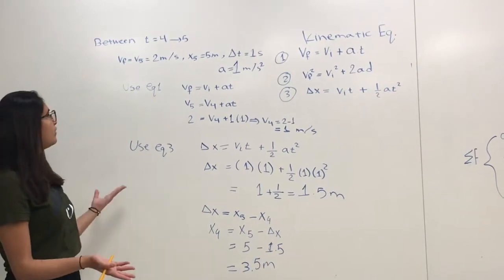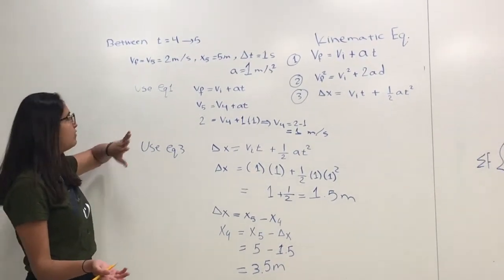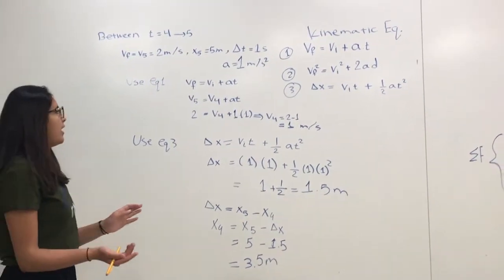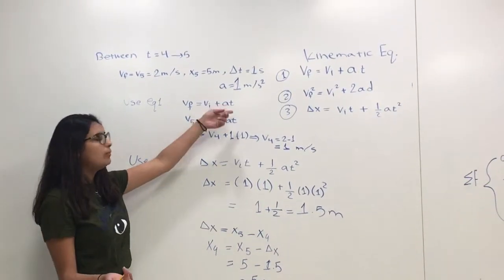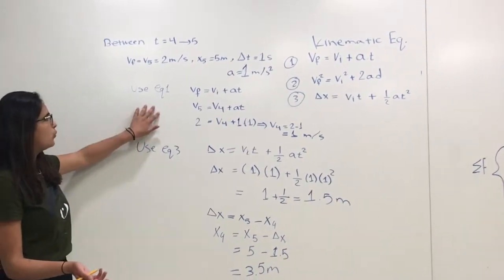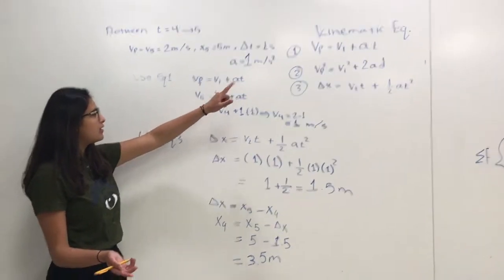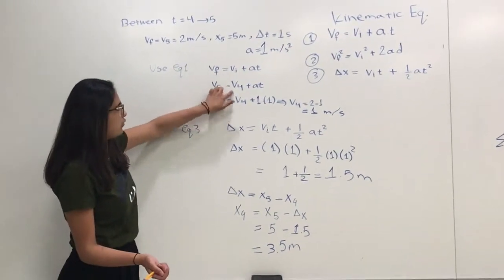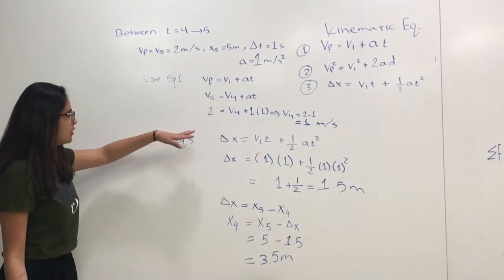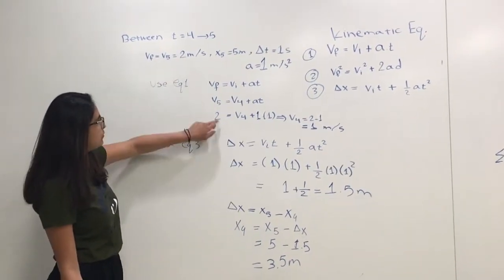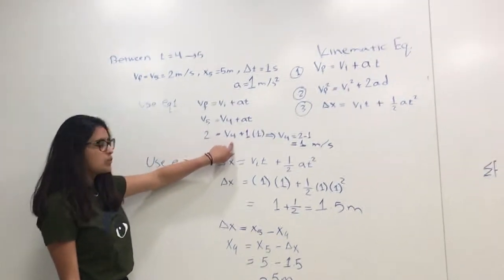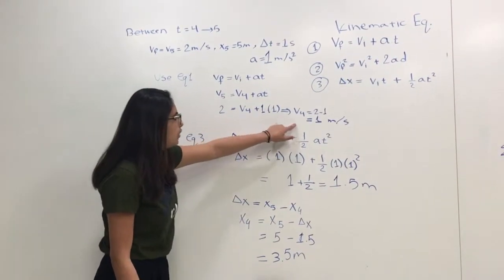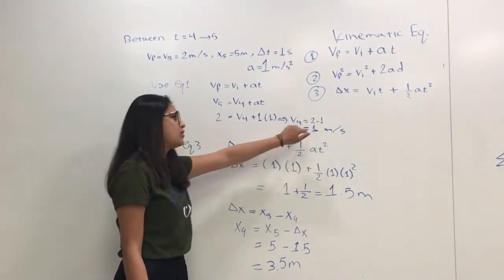In the question itself, we were given that V final, or you could say V5, is 2 meters per second, and x5 is 5 meters, and delta t is 1 second. And the acceleration that we got is 1 meter per second squared. So using equation 1, V final equals V initial plus acceleration times time, we could write it this way: V5 equals V4 plus a times time. We know that V5 is 2 meters per second, and V4, the V initial, is what we don't know, and we know that acceleration is 1 and time is 1. So we eventually get that V4 is 1 meter per second.